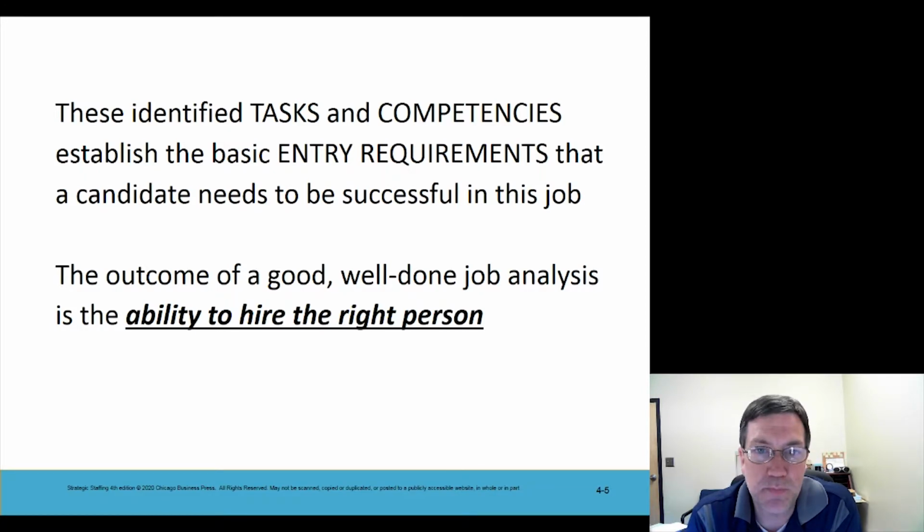They need to be outgoing. They need to be bubbly. They need to be positive. They need to have these skills and whatnot.